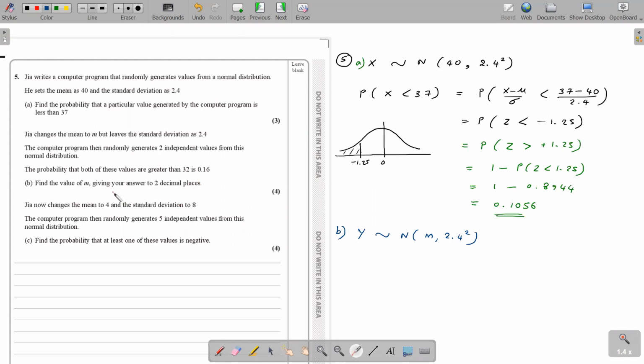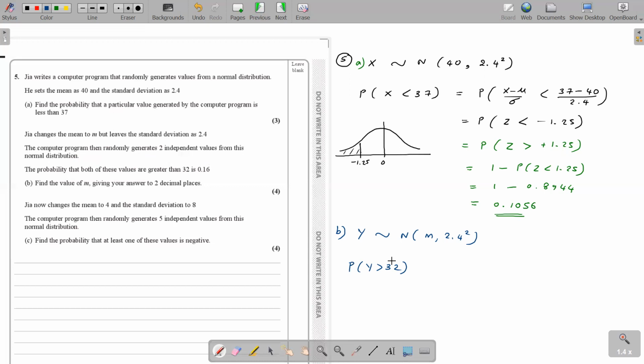Okay, so there's a small thinking part here. Now, if they told you the probability of a value greater than 32 is 0.16, you would have found it very easy to do. But now they are saying how many values here? They are saying the computer program generates how many independent values? Two independent values. The probability that both of them are greater than 32, which means what? Probability Y greater than 32 is for one variable. Both means there are two, we are taking two variables. So when you are taking another variable, is it a multiplication or a plus? The computer generates two variables. The probability that both are greater than 32 is 0.16.